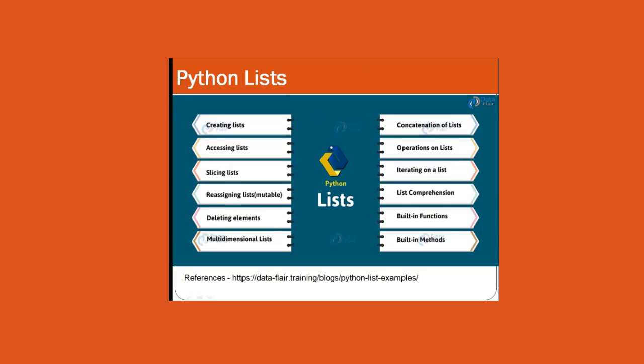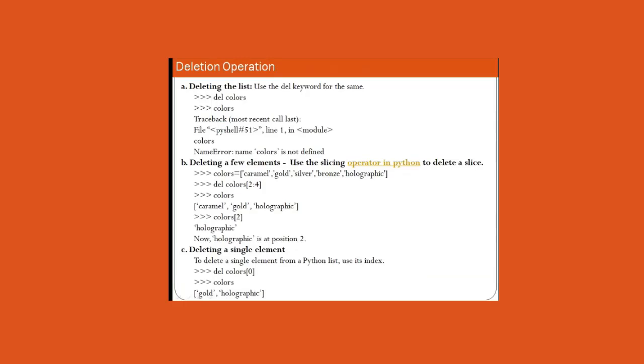Then we'll see deleting the elements. So we have a deletion operation in which you can delete the whole list, and you have a simple keyword for that, del, and then the name of the list. Then you try to display it, it will give you an error. It will say name error, name colors is not defined, because you have already deleted it. So simple is del, del will delete the whole list.